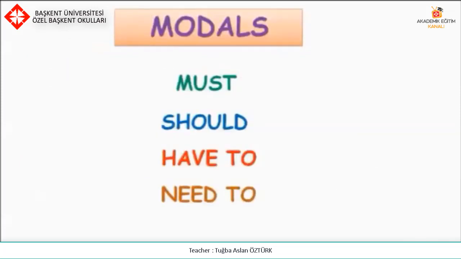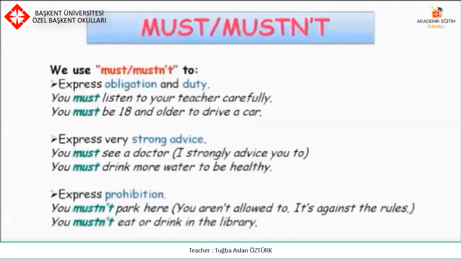Now we will go on with modals: must, should, have to, and need to. Let's start with must and mustn't. We use must and mustn't to express obligation and duty. For example, you must listen to your teacher carefully. You must be 18 and older to drive a car.